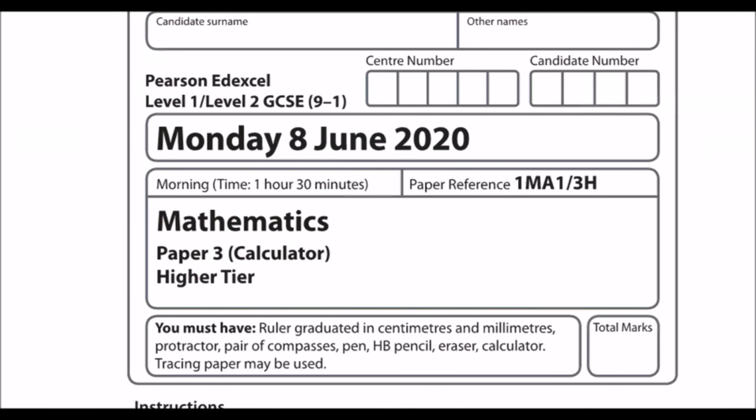This is the higher tier, paper 3 calculator paper from 2020. So it was supposed to be in June 2020, but because it got cancelled, it was actually the November 2020 paper.